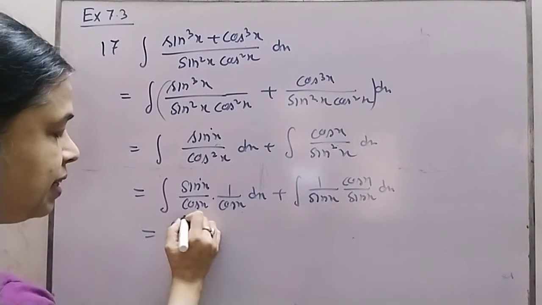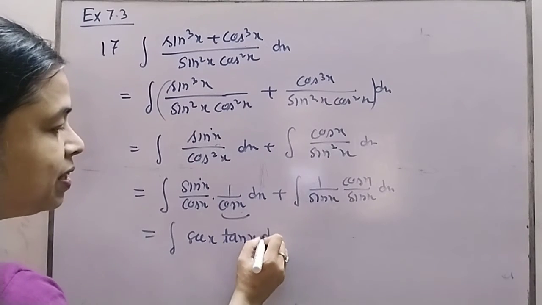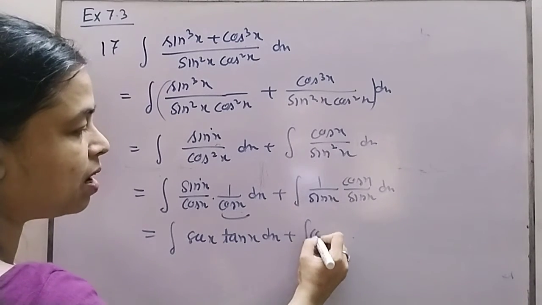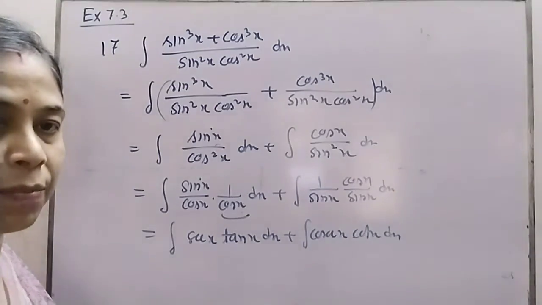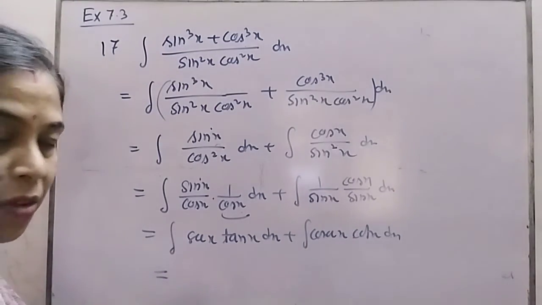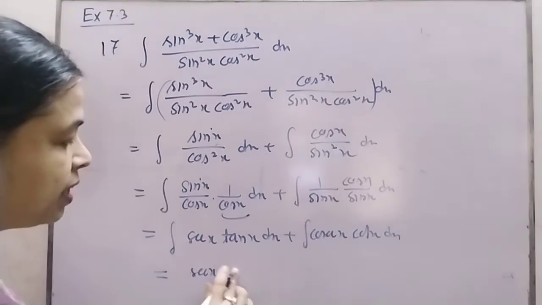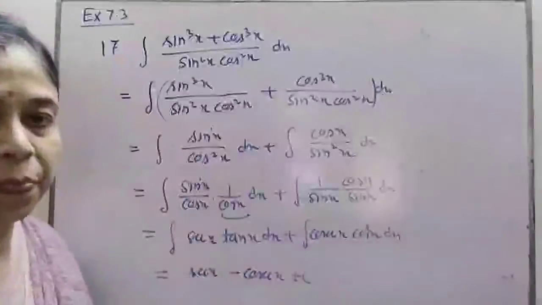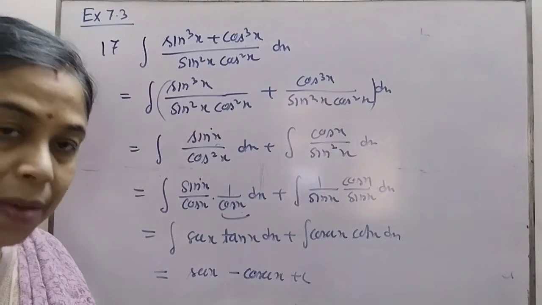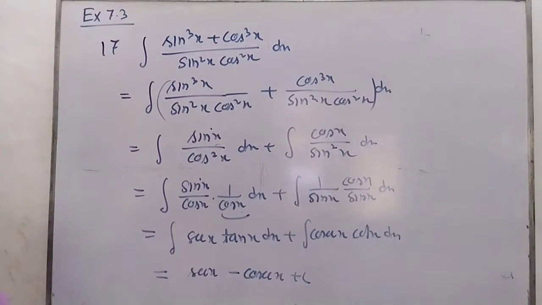This is sec and this is tan. I have written it first because this is our standard formula, and this is cosec x into cot x dx. Both of them are converted to easily integrable functions. Integration of sec x tan x is sec x, and integration of cosec x cot x is minus cosec x plus c. So the solution of question number 17 is completed here. Hope you understand it. You have to practice.